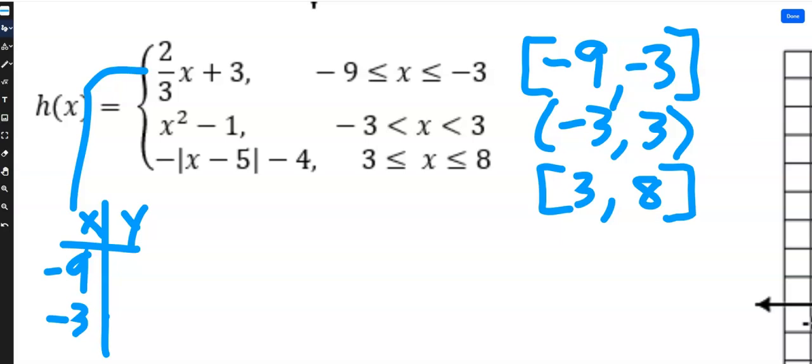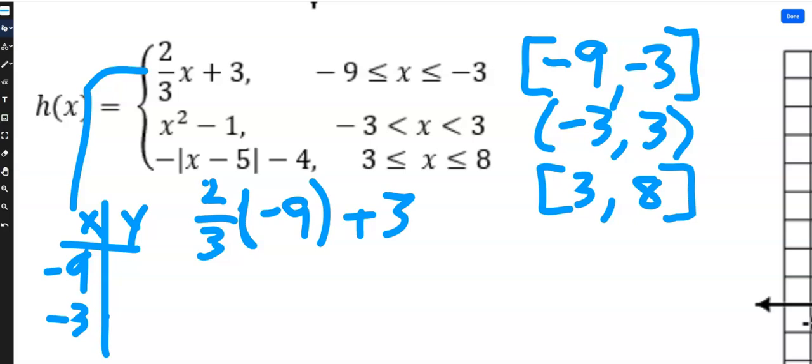So, -9, when I plug that in, 2/3 times -9 plus 3. That's going to be -6 plus 3, which is -3. And if I plug in a -3, that's going to be -1 times 2 is -2 plus 3, which is a 1. Let me just double check that. Yep. -3, -6 plus 3. Yep.